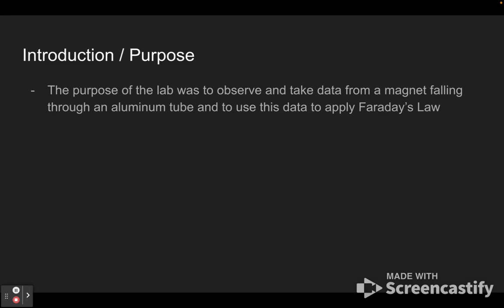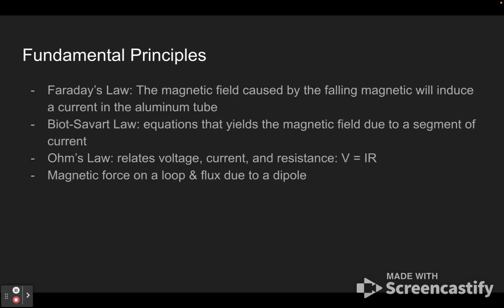So the purpose of the lab was to observe and take data from a magnet falling through an aluminum tube and use this data to apply Faraday's law. The fundamental principles that we need to know for this are, obviously, Faraday's law, which basically says that the magnetic field caused by the falling magnet will induce a current in the aluminum tube.